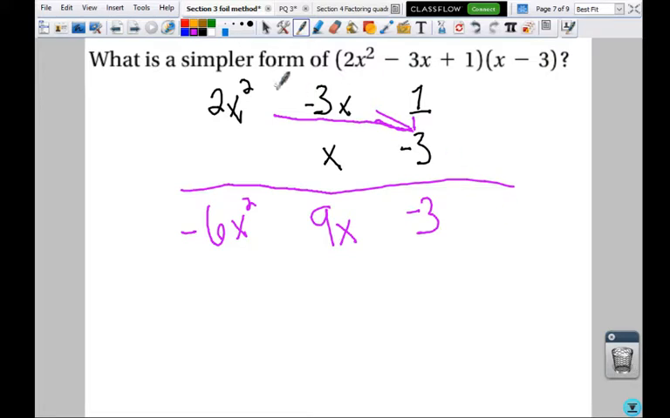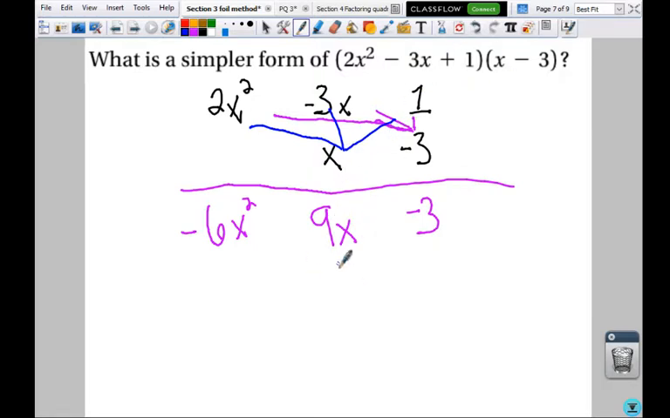Okay, so we do this right. And then we're going to keep going. We're going to do the same thing, but this time we are doing it with this x right here. Would you move the negative 3x? Nothing, just keep going. So I'm going to go x times 1, which is just 1x, right?